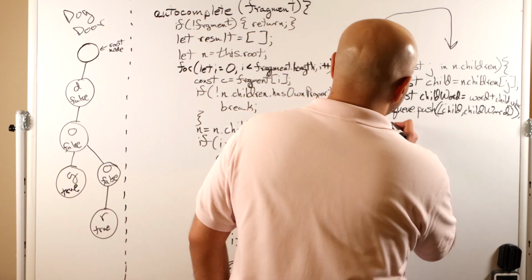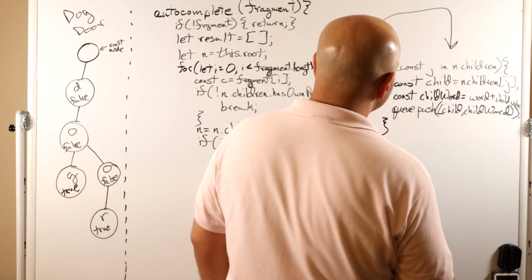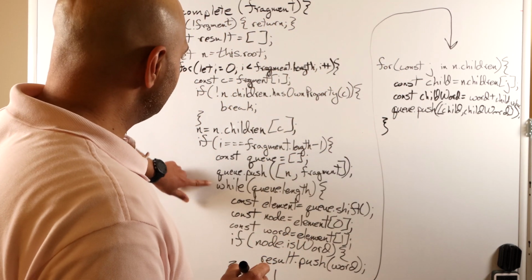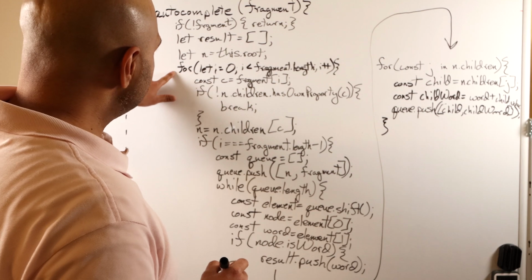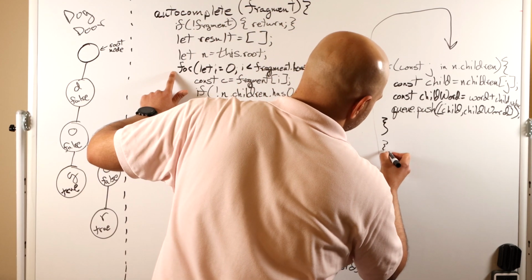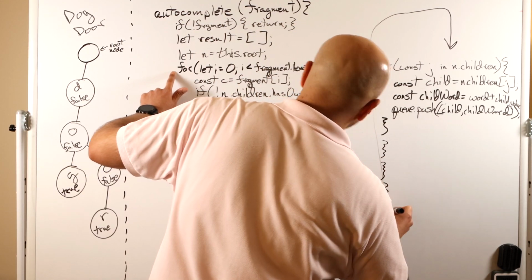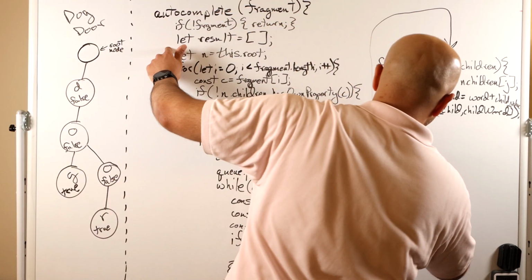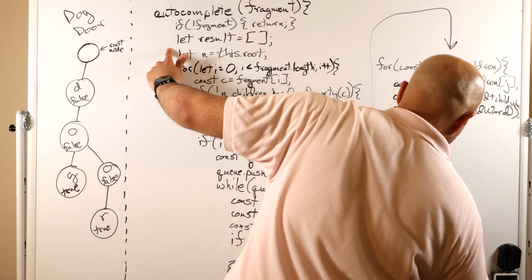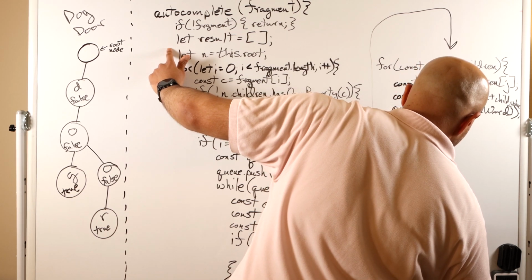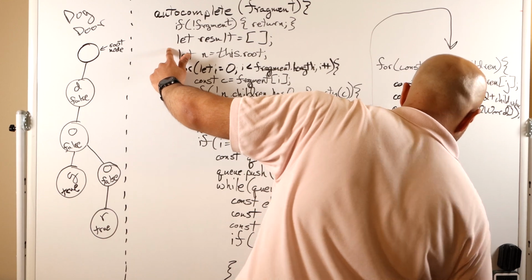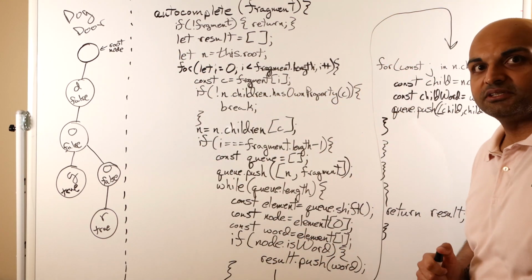So, at this point, we're done with our for loop, and we actually can then close off the while loop, the if statement, and this for loop. So it might look a little weird here, but I'm actually just closing off all these loops, and then I'm going to go ahead and return result. And that's our entire autocomplete function.